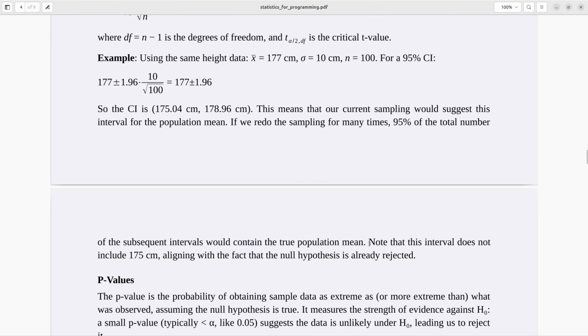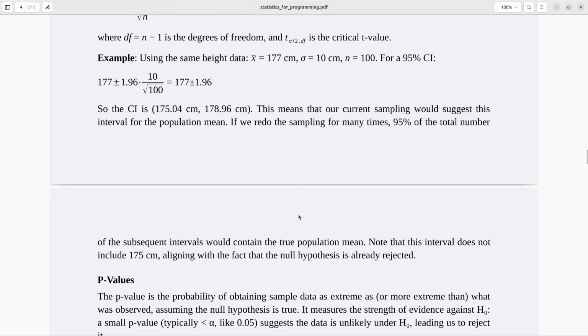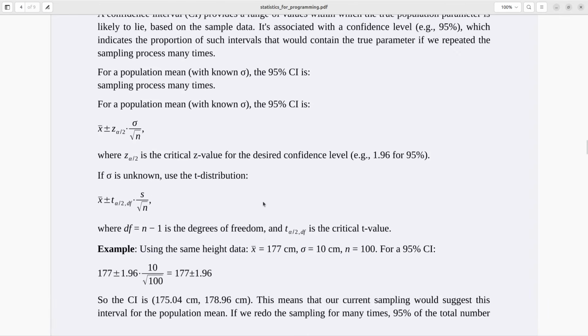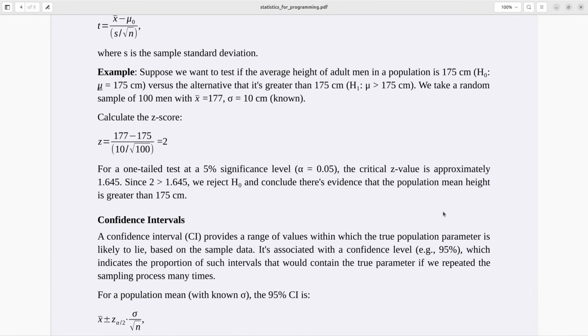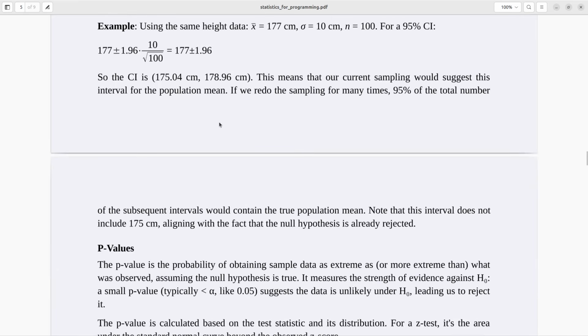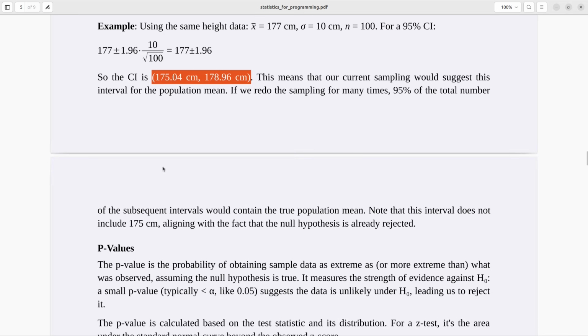And we have to notice that this interval does not include 175 cm. So this interval would align with the fact that the null hypothesis is already rejected. So remember that we already rejected the null hypothesis shown here, okay? That's why we would think that the alternative hypothesis cannot be rejected. So that is the reason why the confidence interval here does not contain the null hypothesis value, okay?